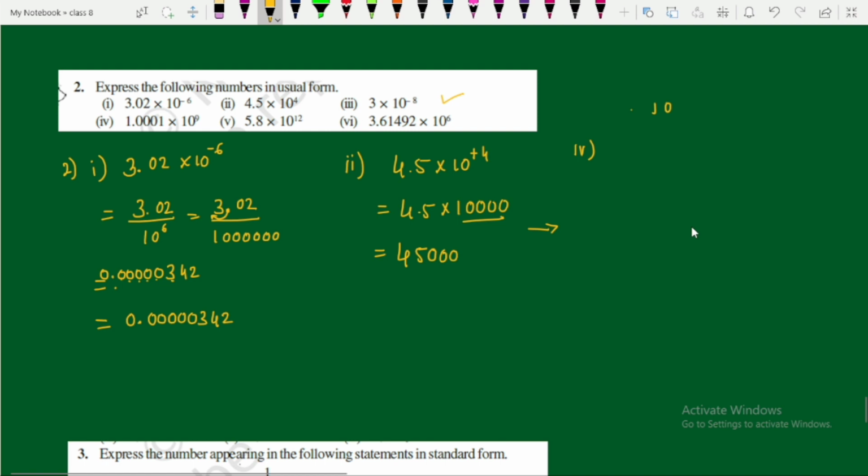Question number 4, that is 1.001 into 10 raised to 9. Okay, so how will we write this one again? 1.001 into 10 raised to 9 means how many zeros? 9 zeros we are going to write here. Then we are going to shift this decimal point 9 places towards the right. Okay, so 1001. Already 3 places we shifted, so 3 zeros will go that time, so the remaining 6 zeros you are going to write as it is.